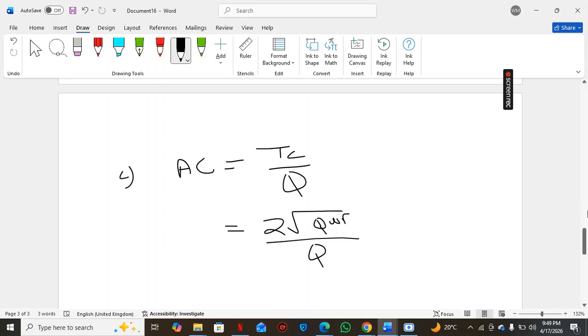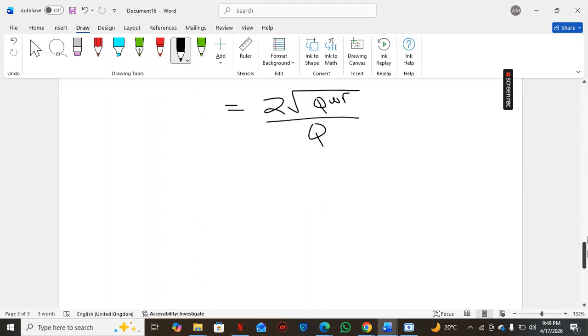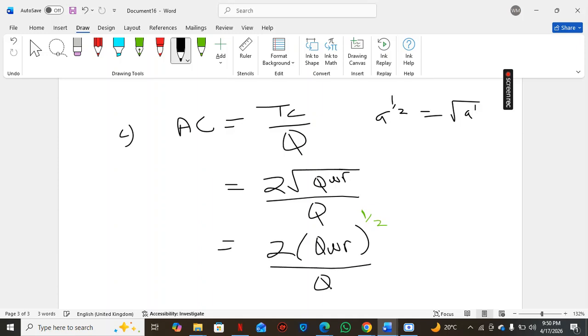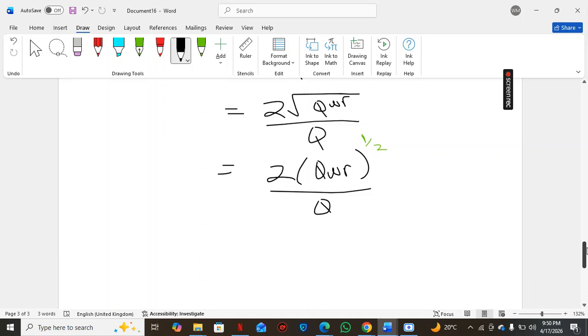Okay. Now we can simplify this further, colleagues. All right. This can be simplified further. So 2. Now remember, colleagues, laws of indices. A to the power 1 over 2 is the same as the square root of A to the power 1. So this root here, I'm going to convert it into a power. So you have QWR to the power half over Q.